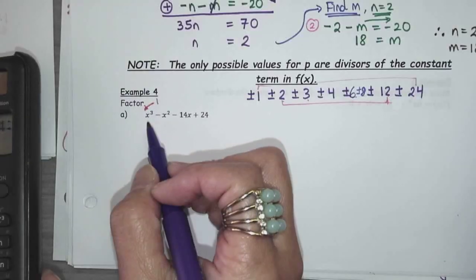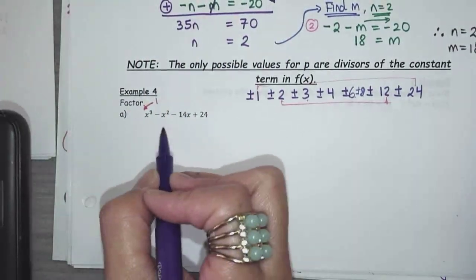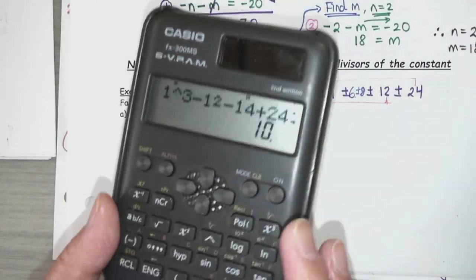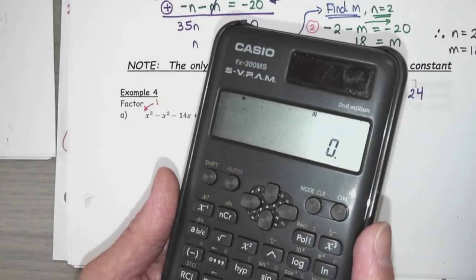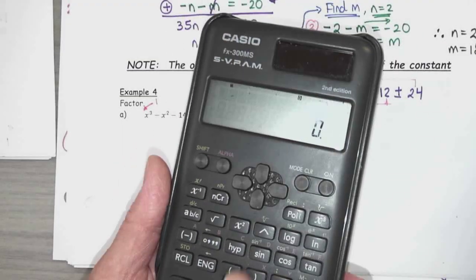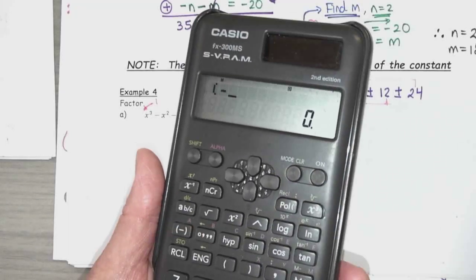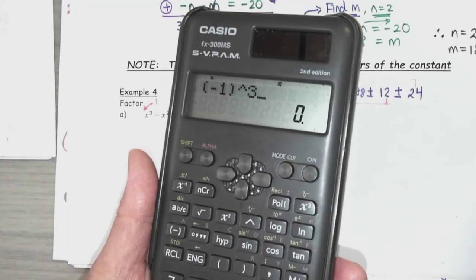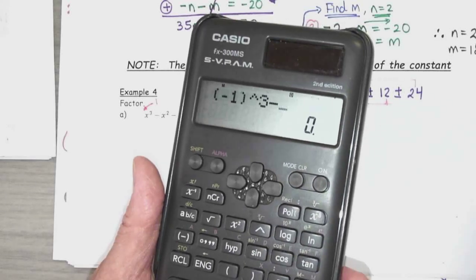What I want to see is your first successful attempt at finding a factor. You don't have to show me the failed ones. You go, okay, I tried it, it didn't work. Then I'm going to try f at -1. Make sure you do brackets. So this will be bracket -1 bracket to the power of 3. Make sure you know how to use your brackets.